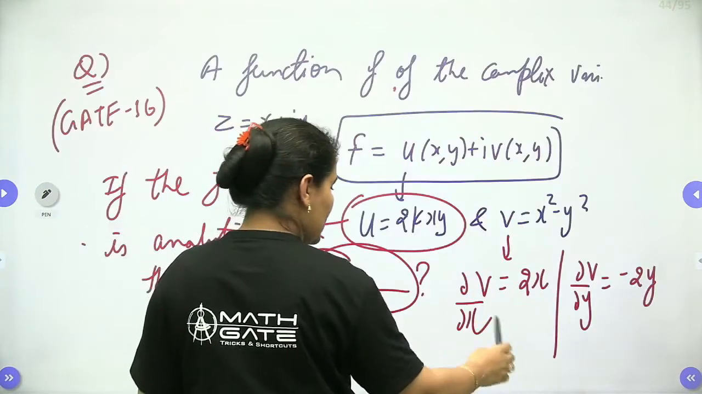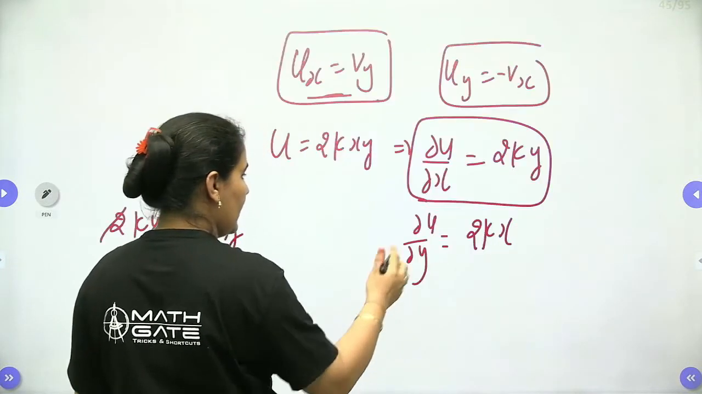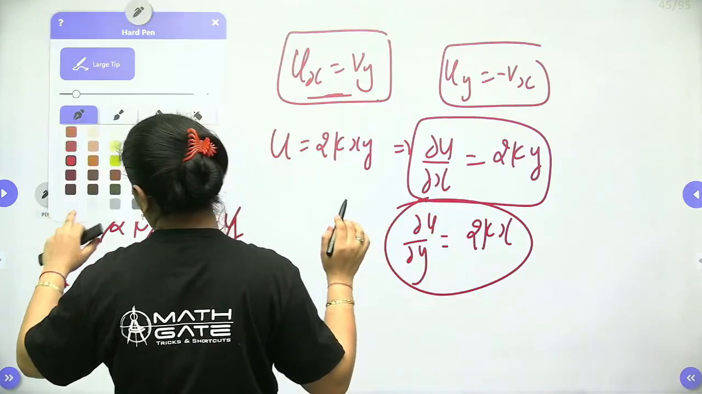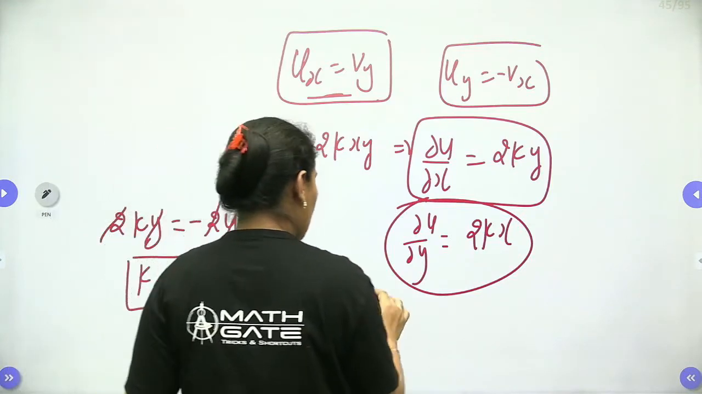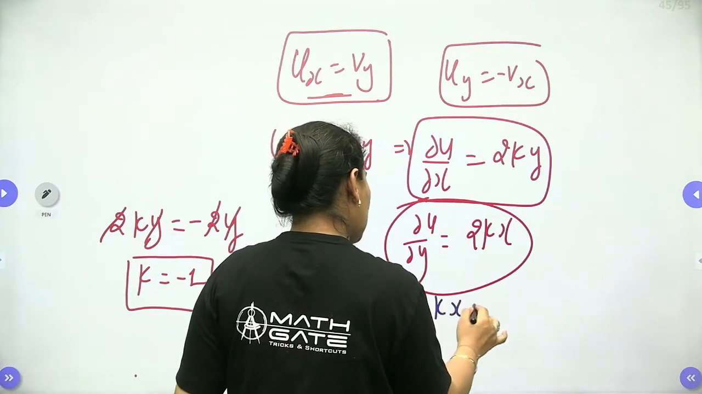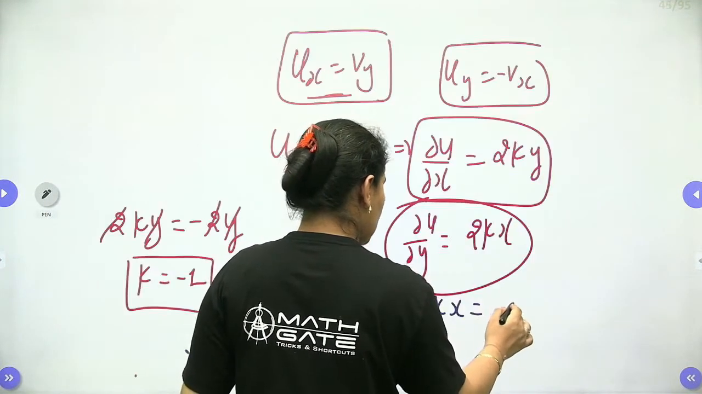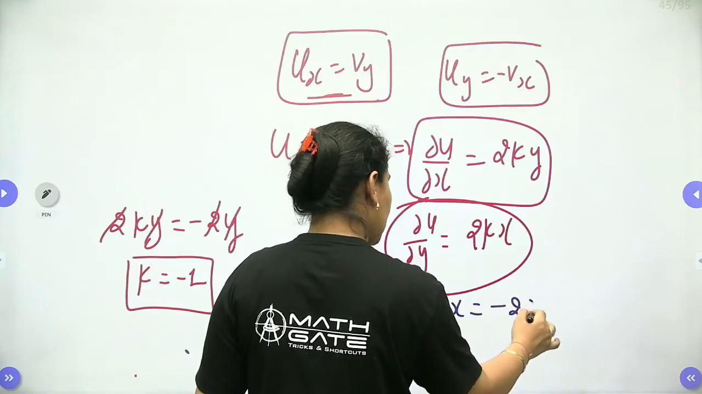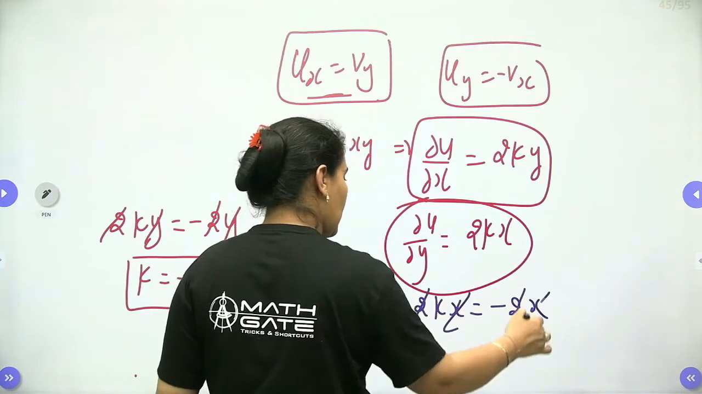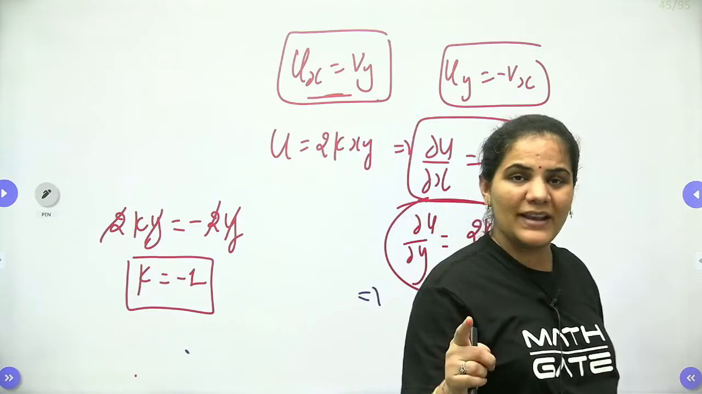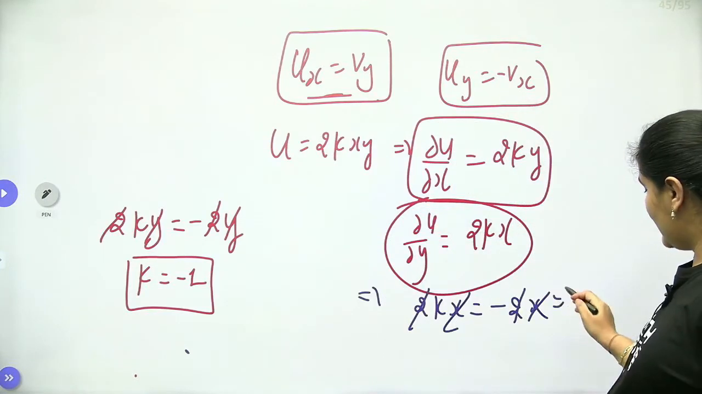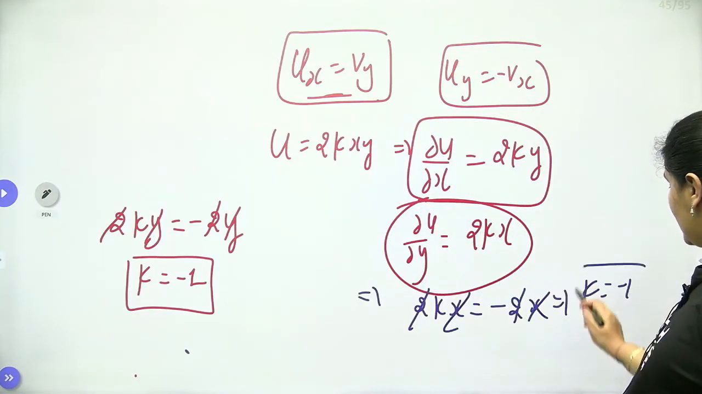uy is equal to minus vx. When you approach from here, 2kx is equal to minus vx. It means the minus 2 and 2 cancel out, k and k cancel out, and it gives me minus 1 only. So we can conclude k is equal to minus 1.